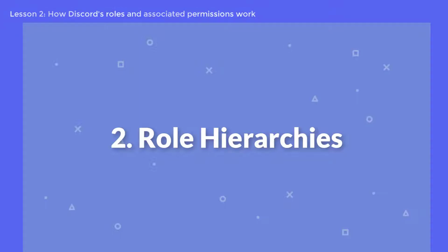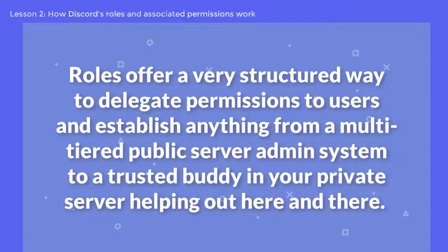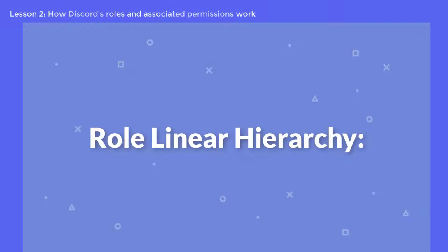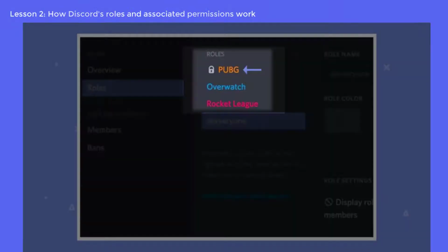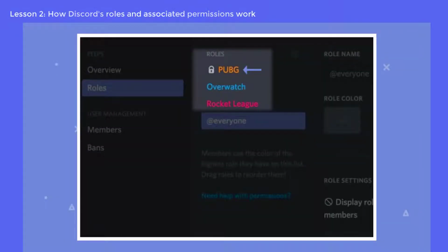In addition to looking pretty, roles offer a very structured way to delegate permissions to users and establish anything from a multi-tiered public server admin system to a trusted buddy in your private server, helping out here and there. The purple arrow is the highest role. Roles now follow a linear hierarchy. In simpler terms, the metaphorical totem pole is now a bit more literal in practice.